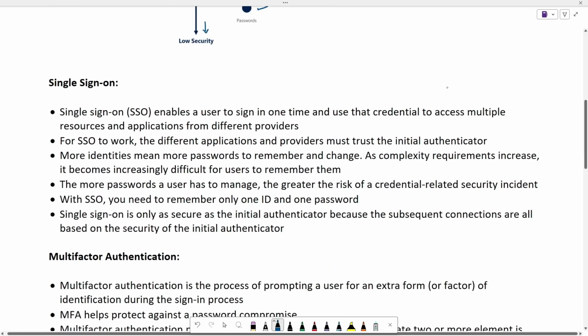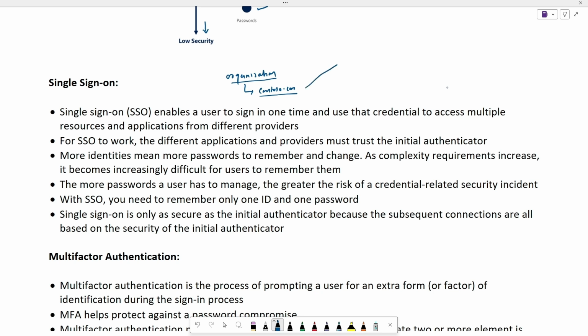Let us see what single sign-on is. SSO, or single sign-on, enables a user to sign in one time and use the credential to access multiple resources. For example, I have an organization called contoso.com. This organization has multiple applications: an HR application, a time application, a travel application, and also Azure and Office 365 applications. For a user, for example John at contoso.com, to access all these applications, John doesn't require multiple credentials.